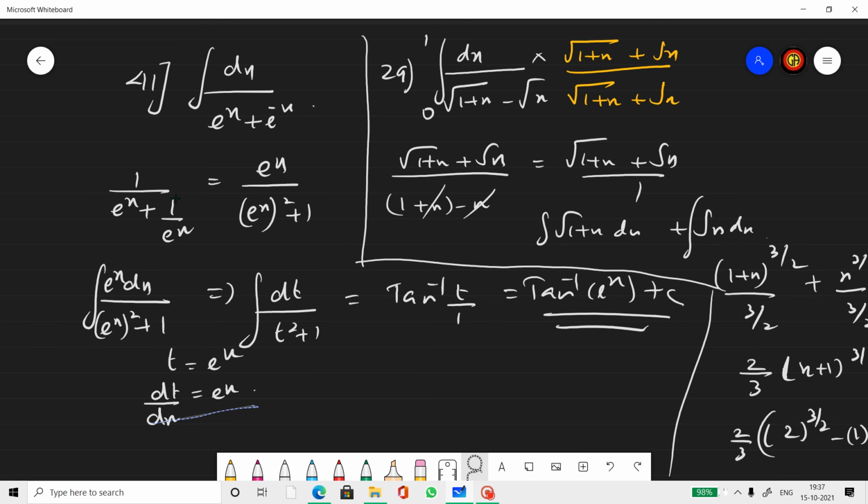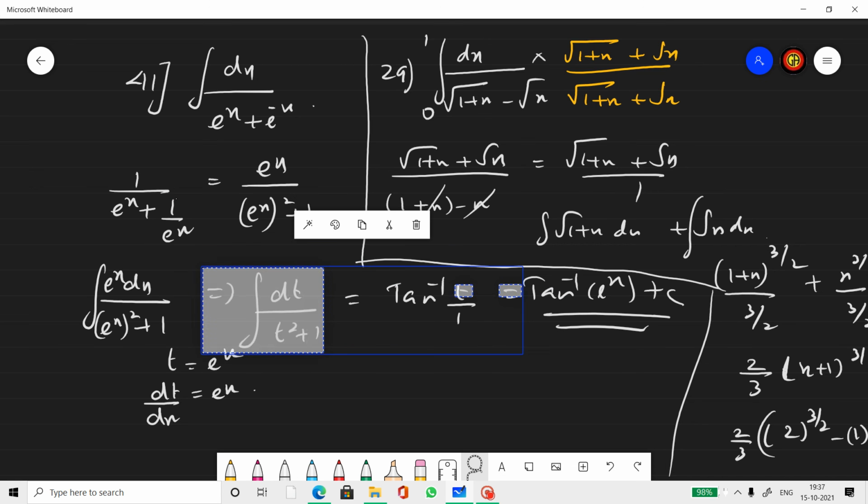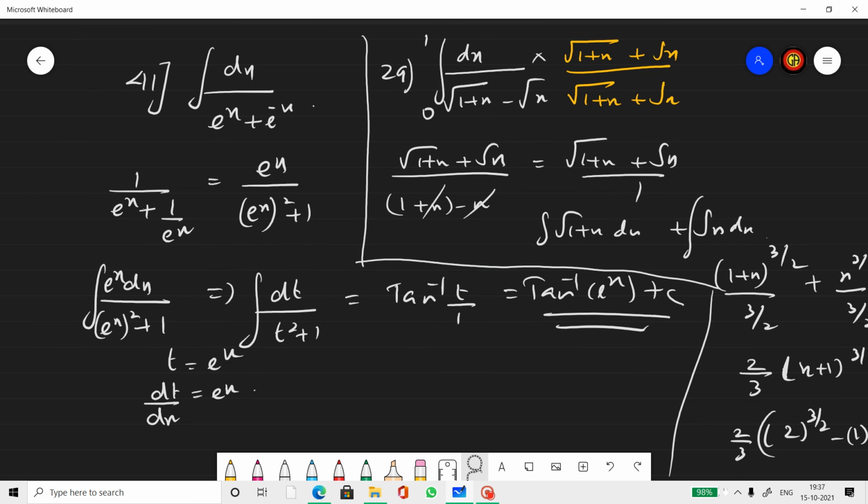dt will cancel the numerator e power x. The question will transform to dt by t square plus 1. So tan inverse t, substitute the t function. So first writing e power minus x as 1 by e power x, take the LCM, then substitution, then integrate in terms of t.